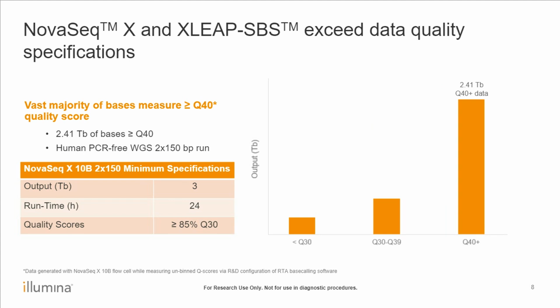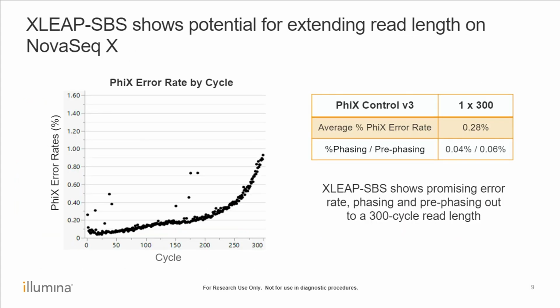If we take an even closer look at that data, the vast majority of data coming off of the NovaSeq X measures at or above Q40, highlighting the accuracy of our new chemistry. In further testing, XLEAP SBS shows promising error rate and phasing and pre-phasing rates with a single 300-cycle read length. The NovaSeq X is just the beginning of our XLEAP SBS technology, and this shows that it has a lot of potential to develop even further.